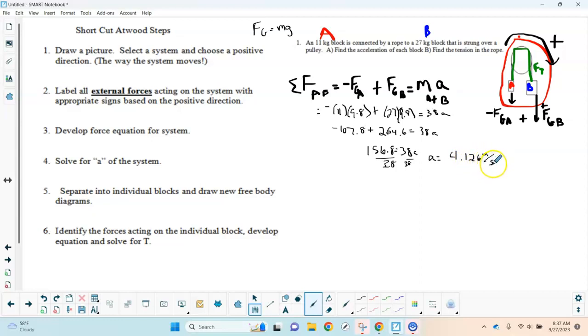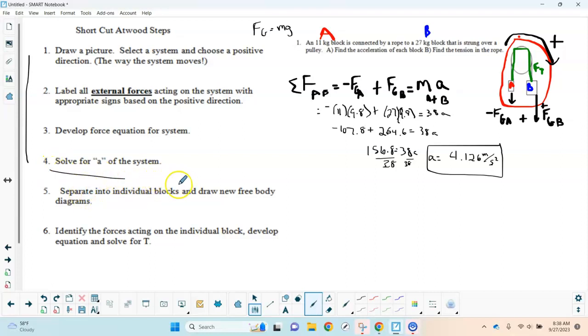We'll go over more details of the physical limitations of an Atwood machine in class, but this answer is going to match up with that possibility. This is an acceptable acceleration. There are some things that you can't do. Both blocks accelerate in this idea. So B is accelerating downward at that rate, and A is accelerating upward at that rate. So we've done steps 1 through 4 here. We've solved for the acceleration of the system.